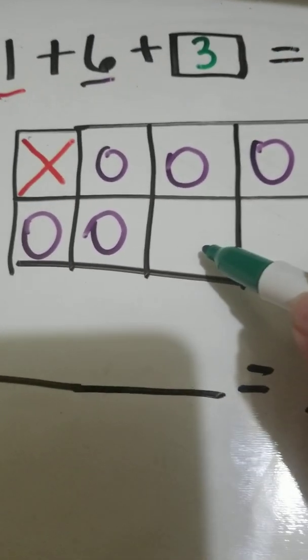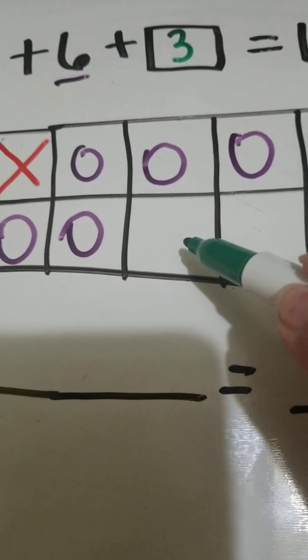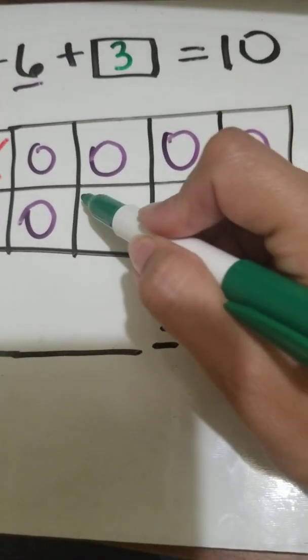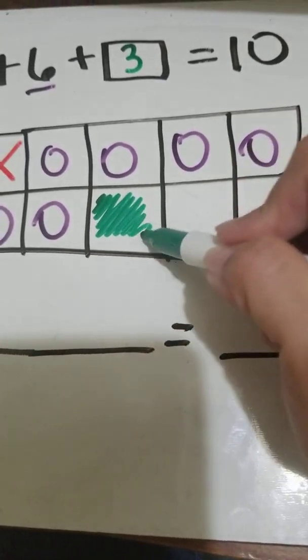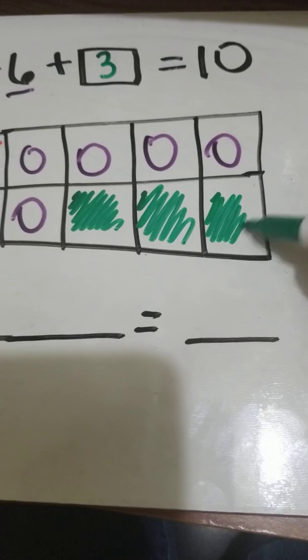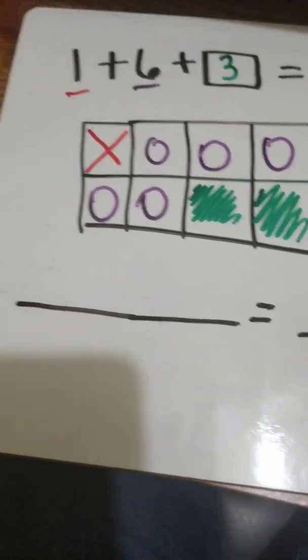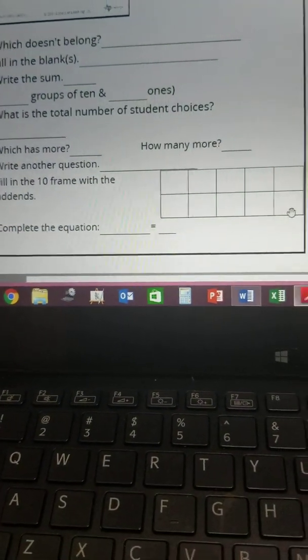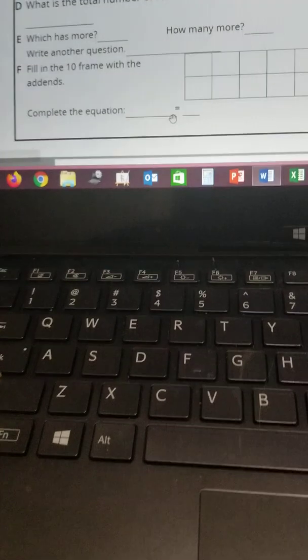And make sure that you come down here and you also fill out the 10 frame with the missing add-in 3. So for the 3, we're just going to color it in. 1, 2, and 3. And then on the bottom, it asks us to complete the equation. So once you filled in your 10 frame and you know what your missing add-in is, then you're going to write your equation down there.